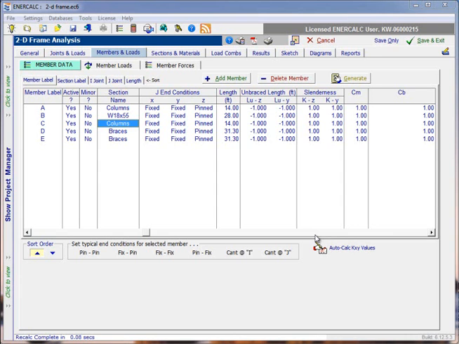Hi, and thanks for joining us in this next of a series of sessions on the 2D frame analysis module in the Structural Engineering Library. The subject of this video is establishing steel design parameters.